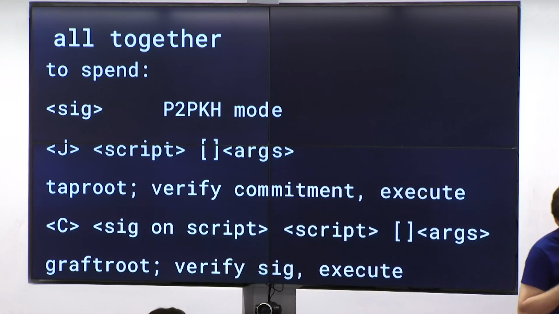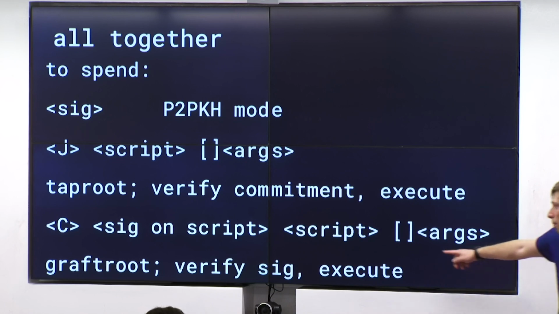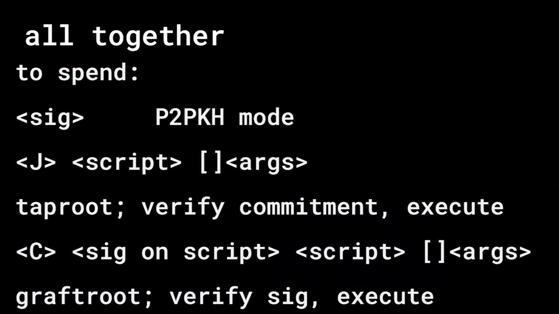Okay, so this is Graftroot, Taproot, and then also part of the script can be MAST. You can have a MAST opcode. You can combine all these things in crazy ways and have really powerful scripting that way.